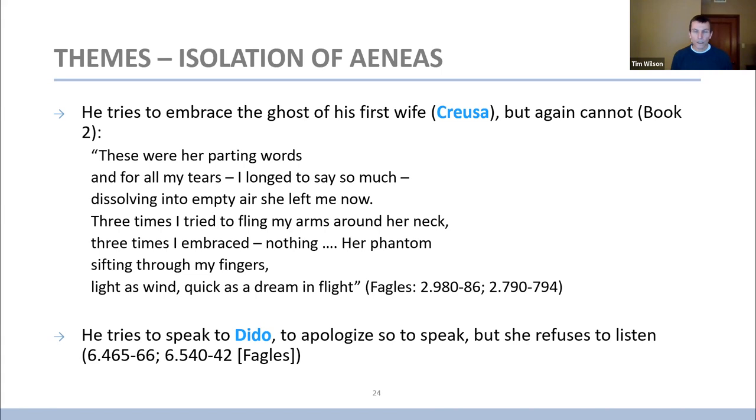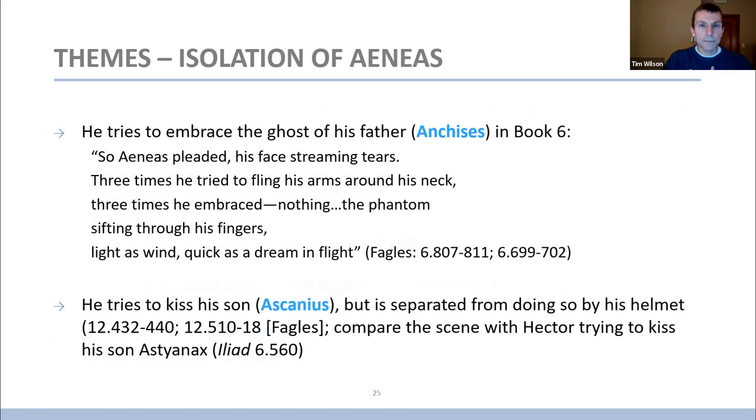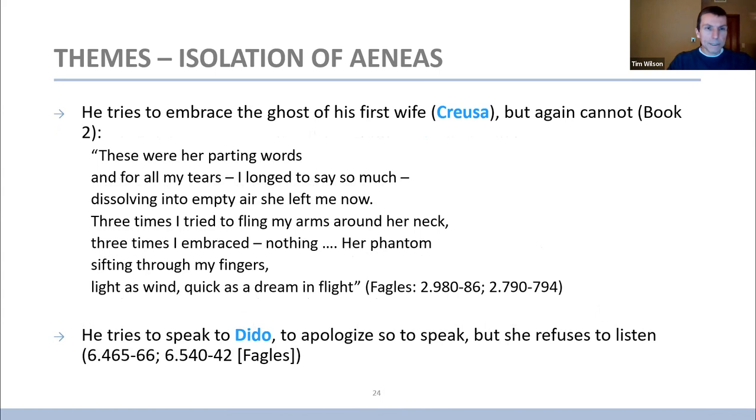Something similar occurs when he tries to speak to Dido in the underworld, to apologize, so to speak, for his treatment of her. She refuses to listen and says no words. She completely snubs him. Now, remember the words that Creusa spoke as a ghost: three times I embraced her, her phantom sifting through my fingers, light as wind, quick as a dream in flight.